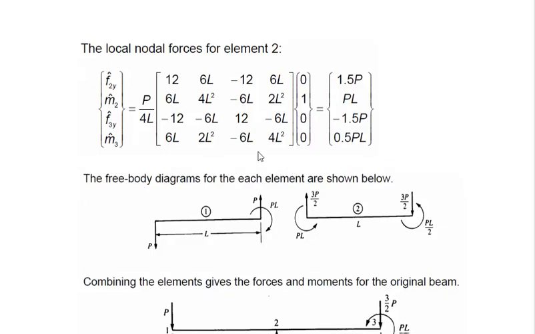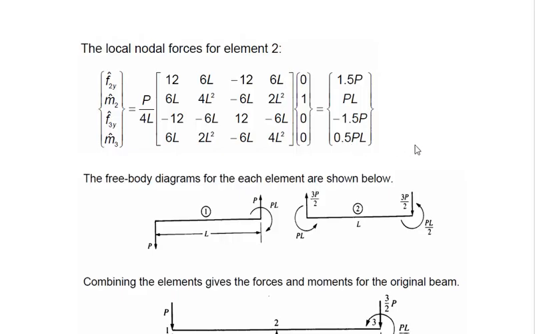We have the forces and moments F2y, M2, F3y, M3. This is the stiffness matrix, and these are the corresponding displacements. When we multiply them with each other, we get the force values, force and the moment: 1.5P, PL, minus 1.5P and 0.5PL.